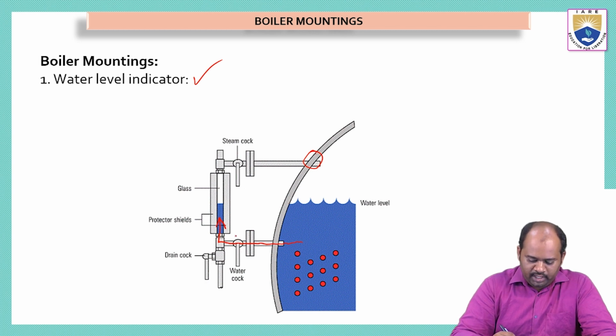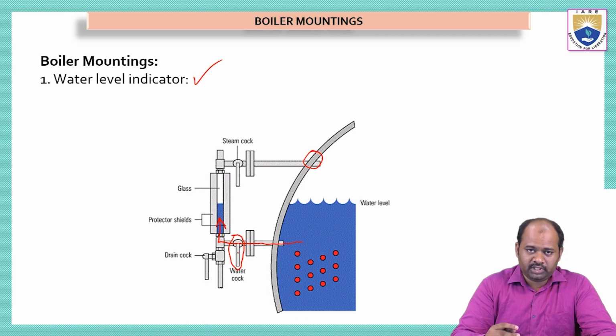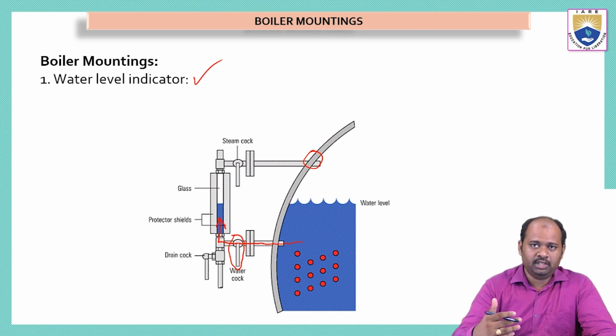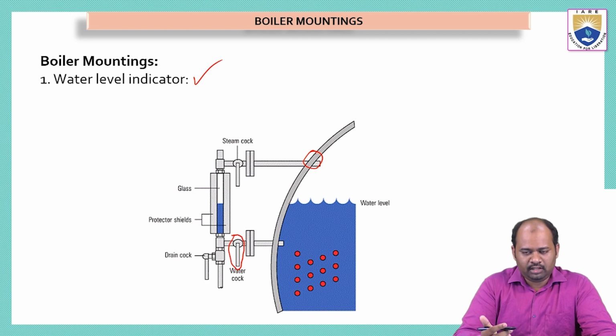Now we have a lever here, or this is a water cock which can be operated. That means it can be in an on or off position, so that the water from the tank will flow into the water level indicator. Here we have a glass tube which is attached to the pipe. The function of this glass tube is that it will show how much water is present inside the tank.